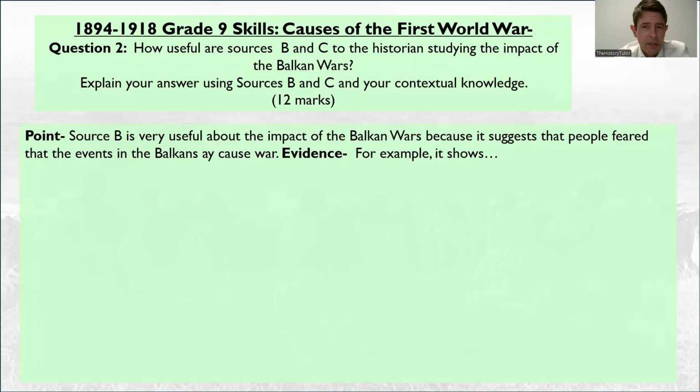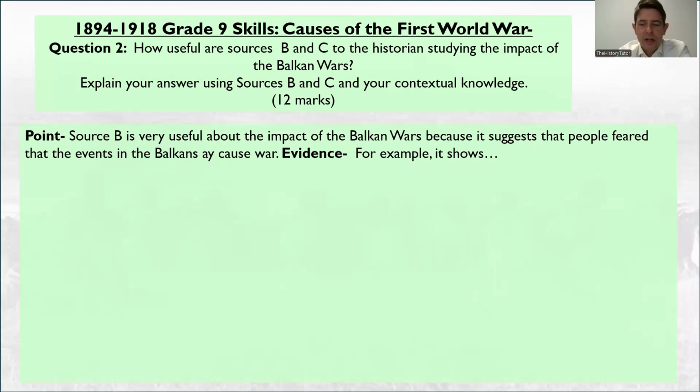Okay, so here's my opening point. So source B is very useful about the impact of the Balkan Wars because it suggests that people feared the events in the Balkans may cause war. Excuse the slight spelling error there, but may cause war. For example, it shows... Okay, so what would be an example from the source where it shows there is a possibility of war? Okay, so pick an example out, write it down, or give a message of the source. Over to you now.